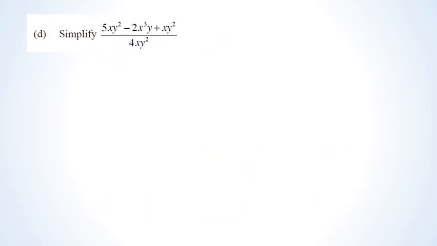All right, so in this question, you've been asked to simplify. So the first thing I'm going to do is look at my like terms. So I've got this one and this one. Combining those two, I could write them as 6y squared minus 2x cubed y, and now this is divided by 4xy squared.